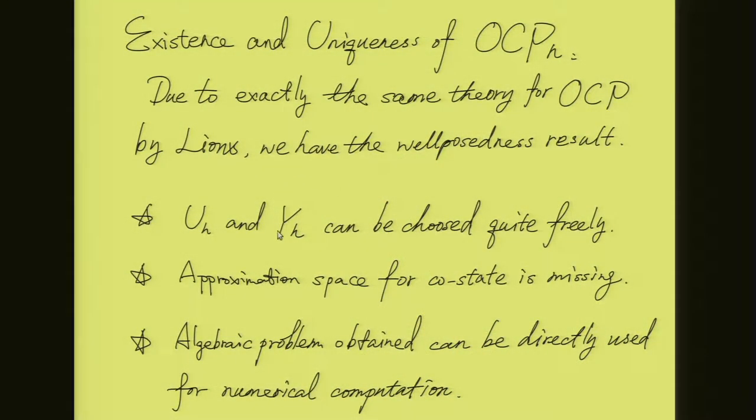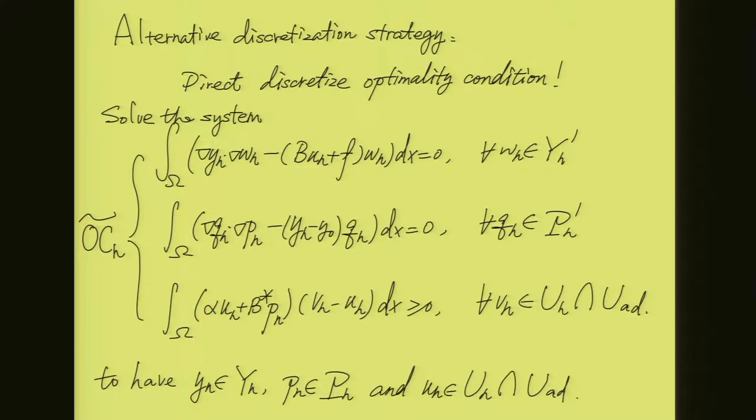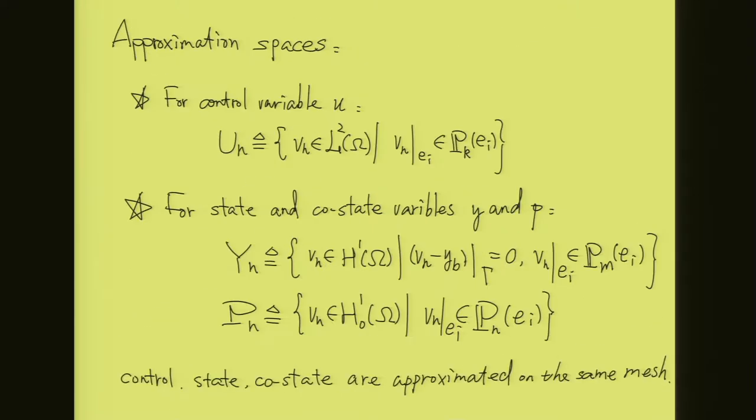And we see that even if the mesh of control and state are the same, the approximation space can be chosen quite freely, since the degree of the polynomials can be different. For different k and m here, we always have the existence and the uniqueness of the solution.